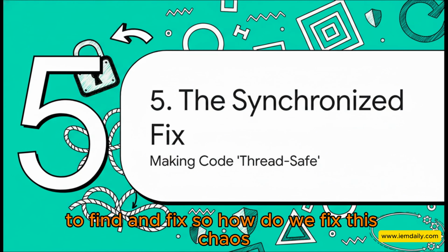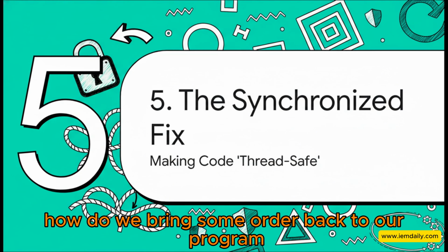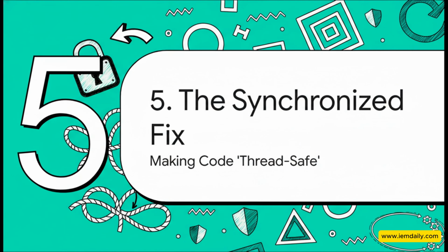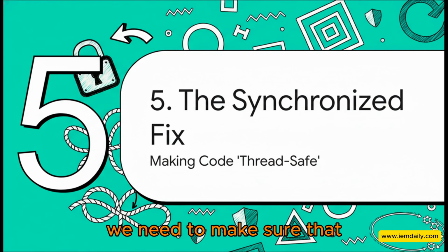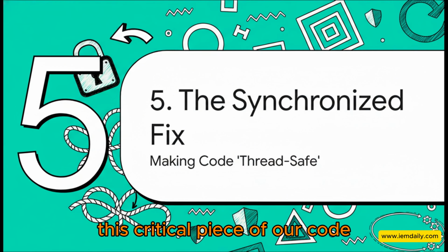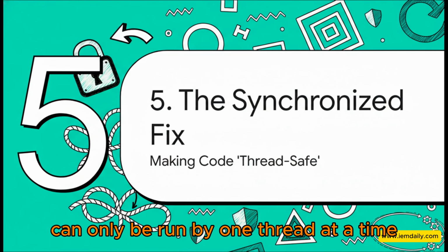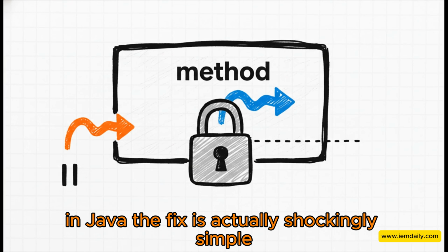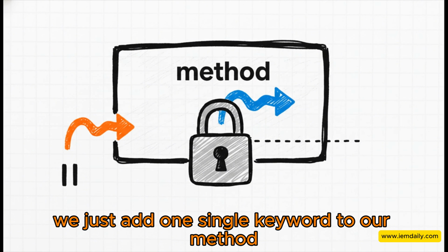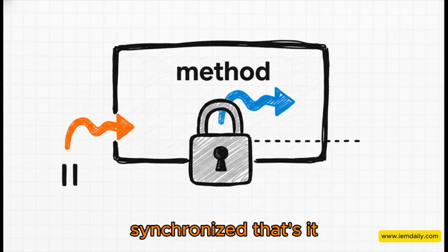So, how do we fix this chaos? How do we bring some order back to our program? Well, the answer is we have to force the threads to take turns. We need to make sure that this critical piece of our code can only be run by one thread at a time. We need to make it thread safe. In Java, the fix is actually shockingly simple. We just add one single keyword to our method, synchronized.